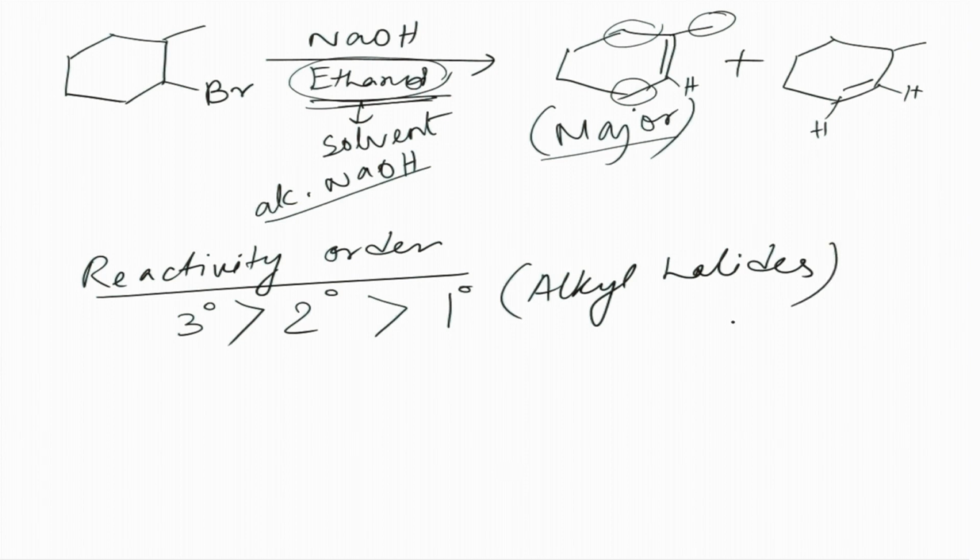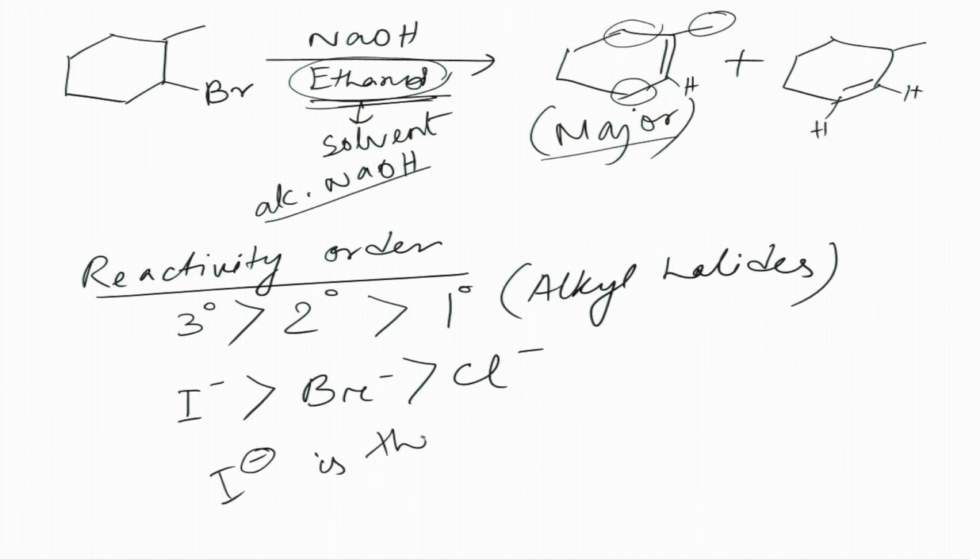And among the halogen groups, I minus will have greater reactivity, that is the iodides, then bromide, and then chloride. Okay, because iodide is the best leaving group. I minus is the best leaving group. So this is the reactivity order of the halides.